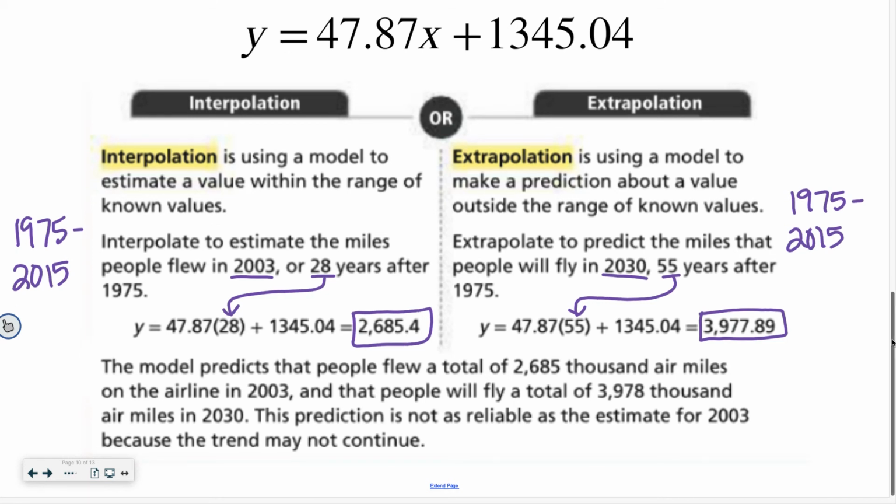The model predicts that people flew a total of 2,865,000 air miles on the airline in 2003, and that people will fly a total of 3,978,000 air miles in 2030. So this prediction is not as reliable as the estimate for 2003 because that trend could change, right? Especially if you think about our current state in the world with the pandemic.